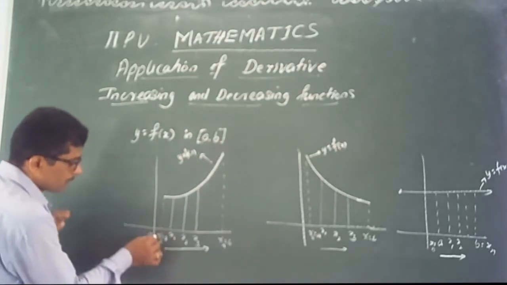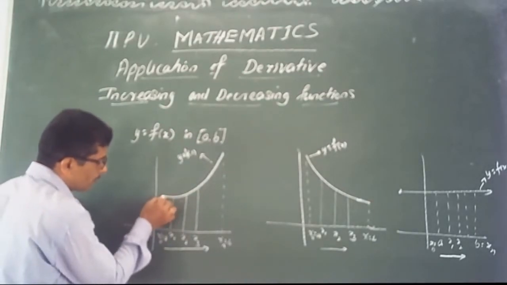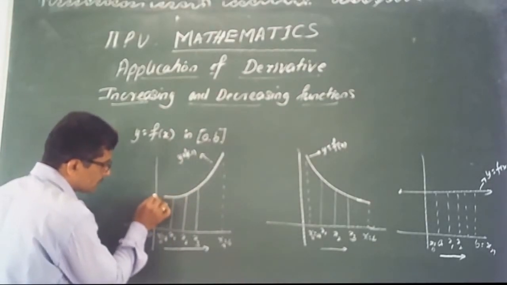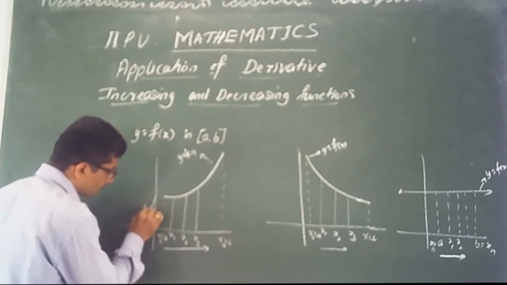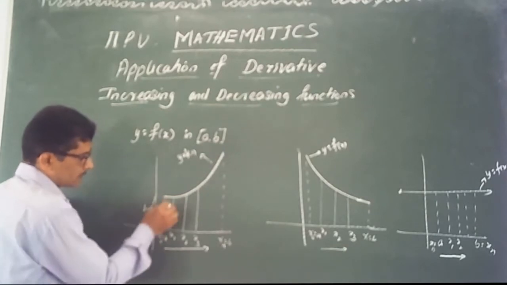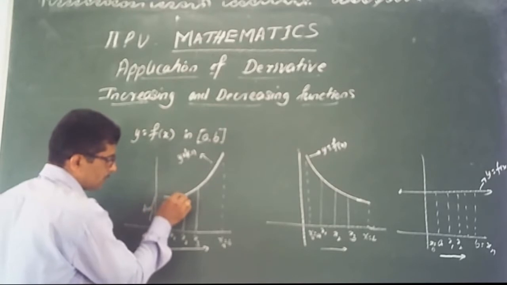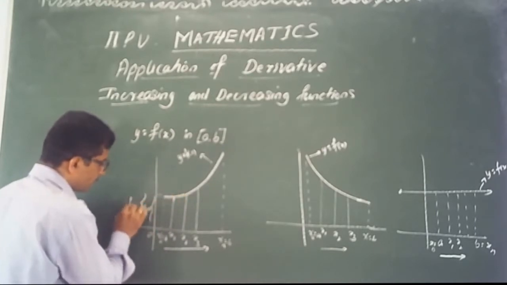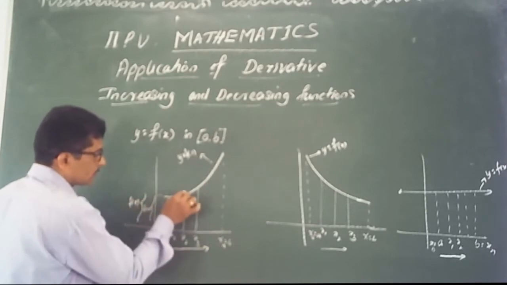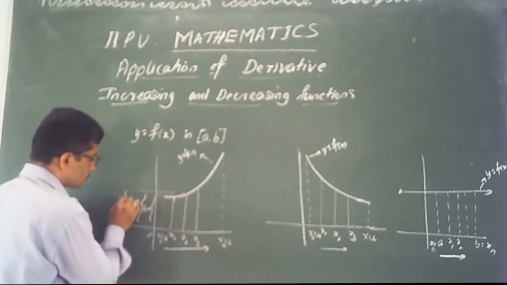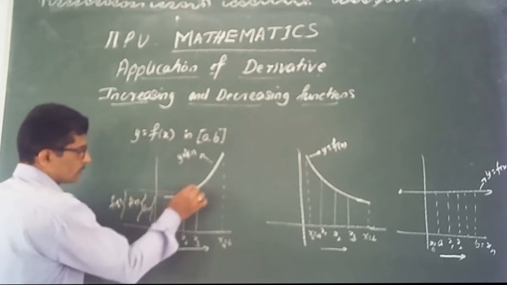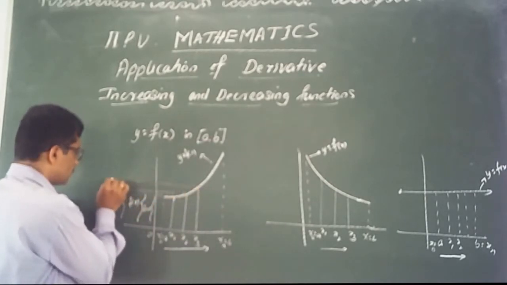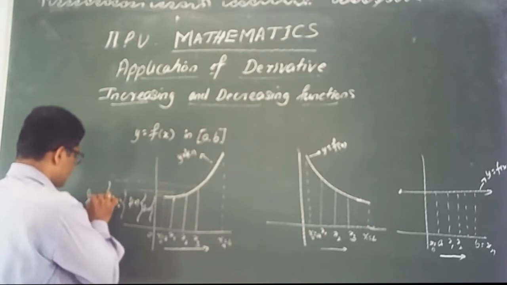Then find the value at the point x0. Here you can say that this one is f of a, or f of x0. Suppose this value is x1. This value is f of x1. This value is f of x2. This value is f of x3.